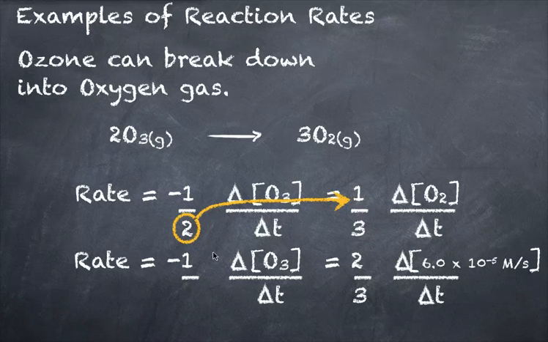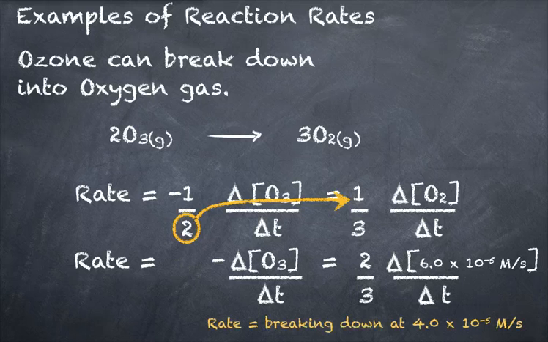Well, everything else is solved. You're just going to take 2 divided by 3, multiply it by the 6.0 times 10 to the negative 5, and that's the rate for the O3, the ozone. And this O3 is going to have a negative rate because it's being broken down. Okay, so when I do that math, 2 divided by 3 times 6.0 times 10 to the negative 5, I'm seeing that it's being broken down at a rate of 4.0 times 10 to the negative 5 moles per second.